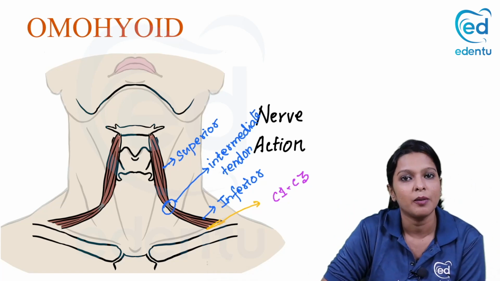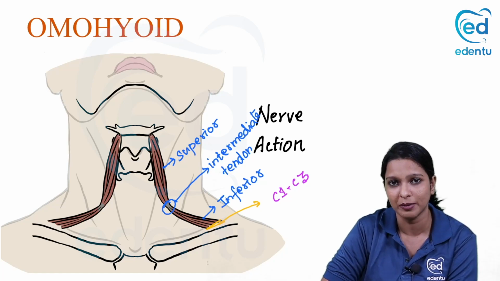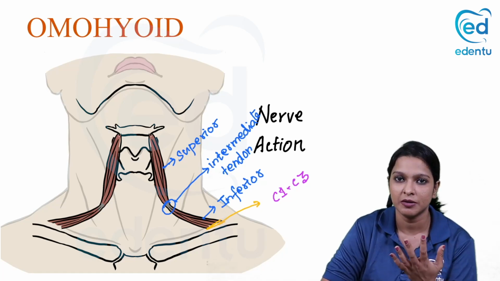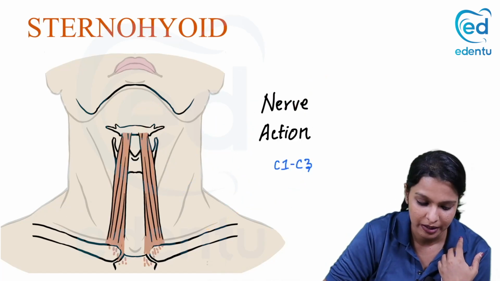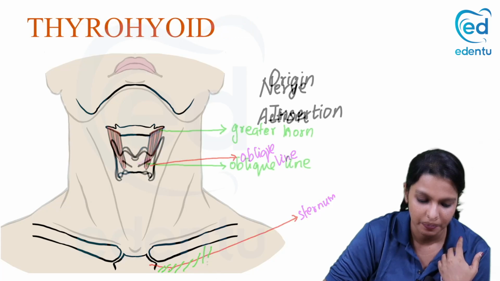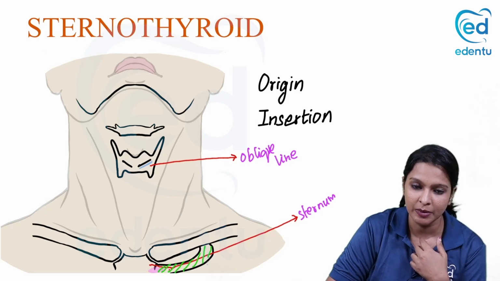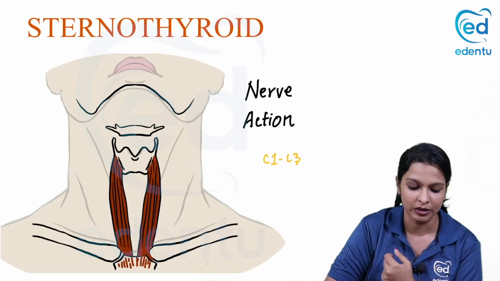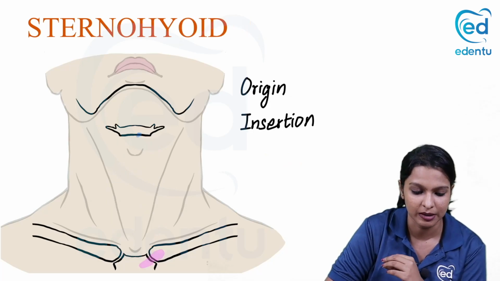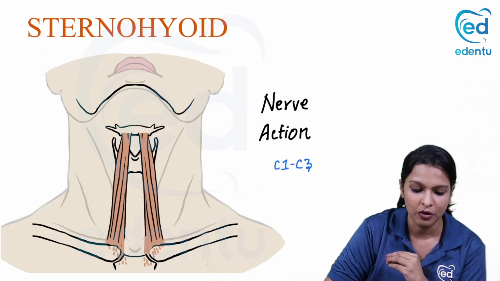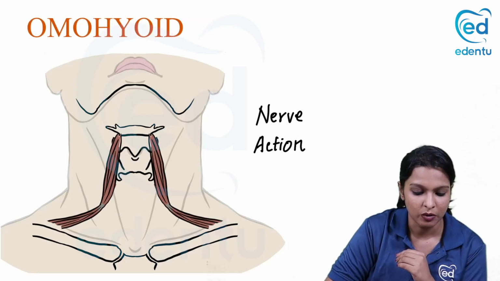Now we've seen the origin, insertion, nerve supply and action of four muscles. What are the four muscles? It all started with thyrohyoid. So we'll take a look at what the four muscles are. The first muscle that we saw was thyrohyoid. The second muscle was sternothyroid. It originated at a more inferior aspect when compared to the next muscle, sternohyoid. These are the three muscles, and the fourth muscle is omohyoid.